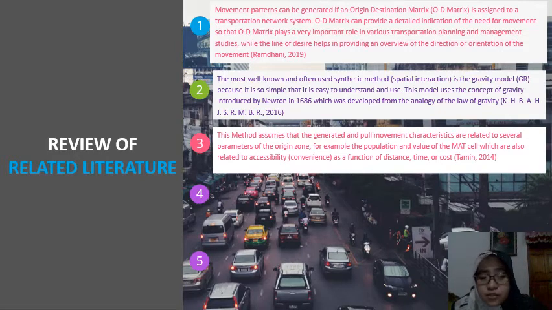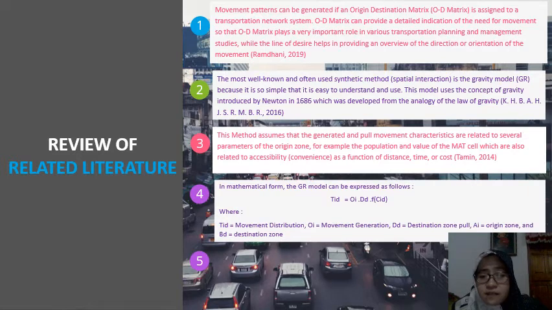This method assumes that the generated and pulled movement characteristics are related to several parameters of the origin zone, for example, the population and the value of the MAT cell, which are also related to accessibility as a function of distance, time, or cost, by Tamin, 2014. In mathematical form, the GR model can be expressed as follows.